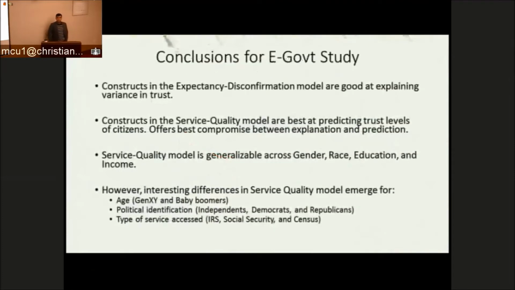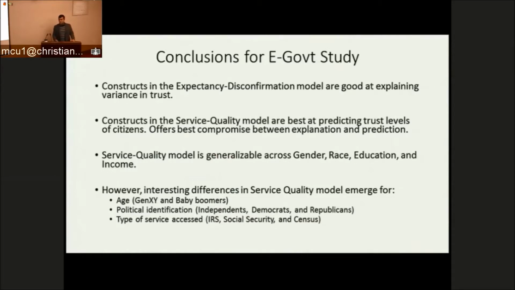So, conclusions for this study, the e-government study: constructs in the expectancy disconfirmation theory are good at explaining variance in trust, but constructs in the service quality model are good at predicting trust. So now we've done this neat comparison, and if your job as a practitioner was to predict the level of trust of your respondents, you would go with the service quality model. The other thing that we found was that the service quality model is generalizable across gender, race, education, and income.